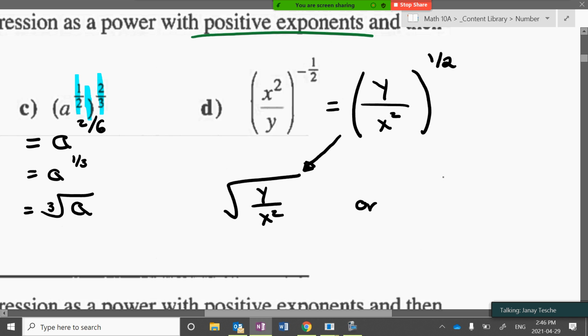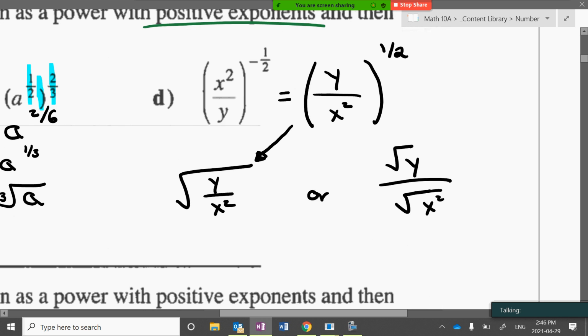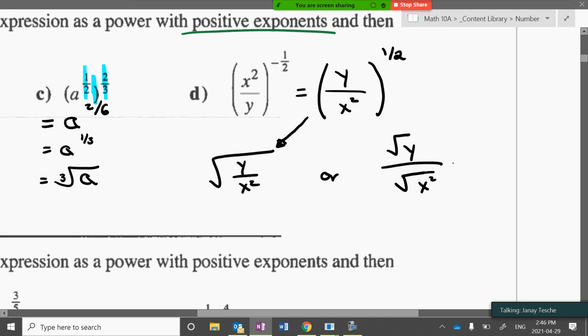Or you could apply that 1/2 to each of them and say it's the square root of y over the square root of x squared. What's the square root of x squared? X. Good. So then that simplifies a little bit more. Both of those answers I would mark equally correct. They do look very different though.